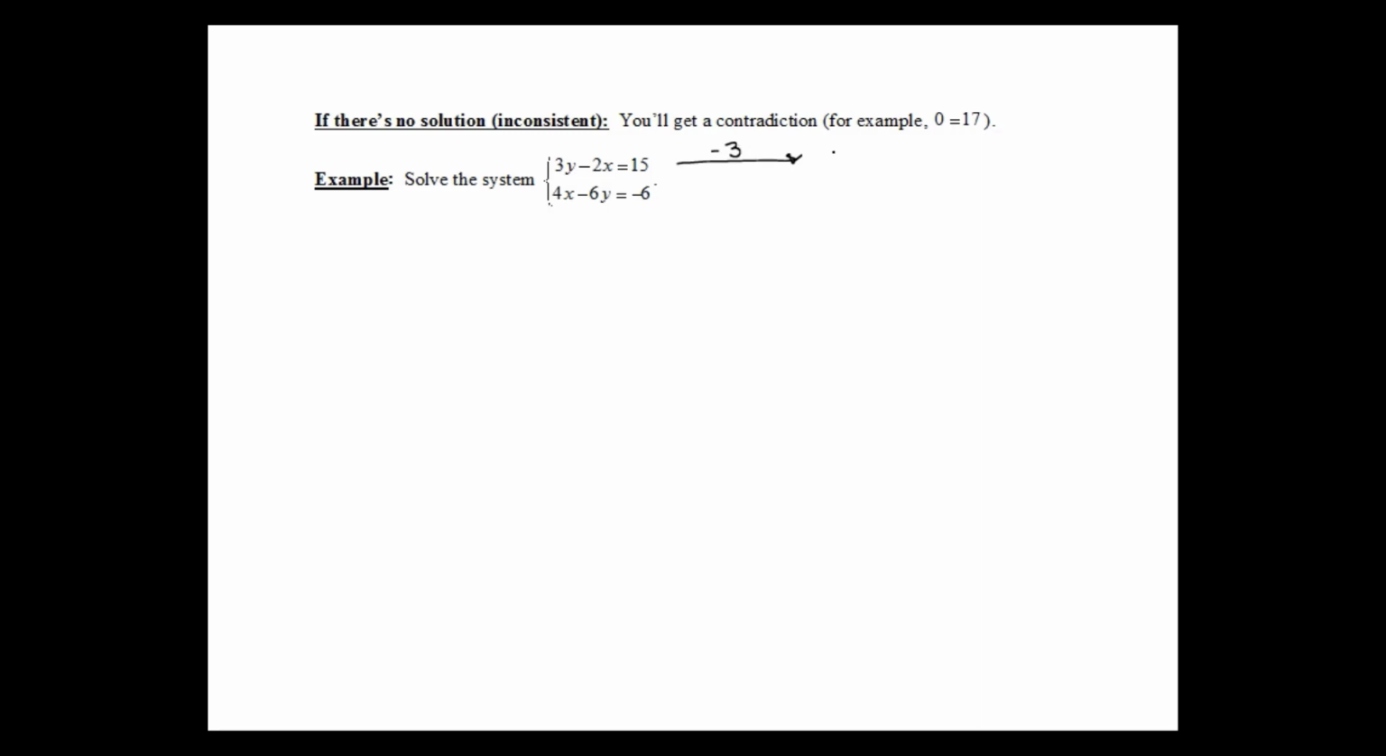And so this is going to give me -9y. Actually, before we do anything, let's rewrite this equation so that our variables are in the same order and we don't get mixed up like I almost did. Here we've got -2x plus 3y equals 15, and then here we've got 4x minus 6y equals -6.